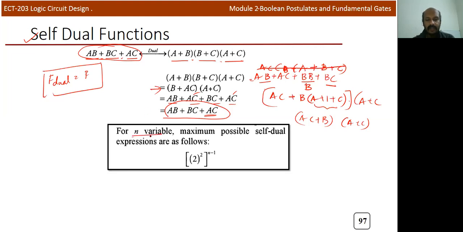And if you take an n-variable function, the maximum possible number of self-dual expressions is given by 2 raised to 2 raised to n minus 1. If n is equal to 3, you would write 2 raised to 2 squared, that is 2 raised to 4, that is 16 self-dual functions available if n is equal to 3. That is the self-dual function.